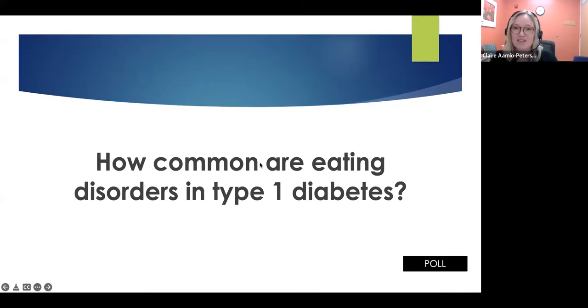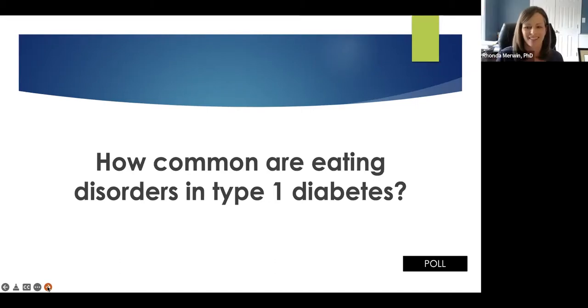And just to contrast this a little bit, when we think about the main eating disorders in the general population, anorexia nervosa, bulimia nervosa, binge eating disorder, and other specified feeding or eating disorders, and we combine all of those in the general population, they occur in about 10% of the population. So again, a more conservative estimate in the type 1 diabetes population, 20%. So just to illustrate that they're highly prevalent in this population.